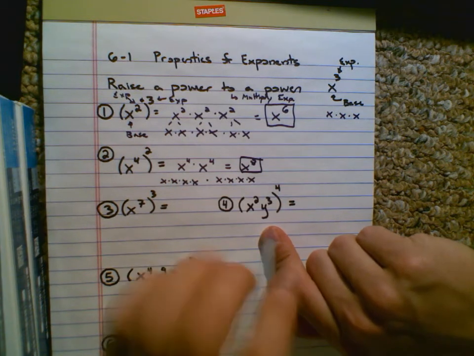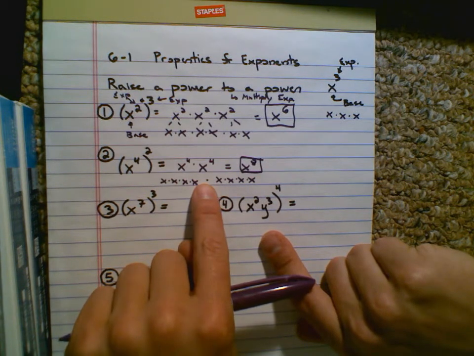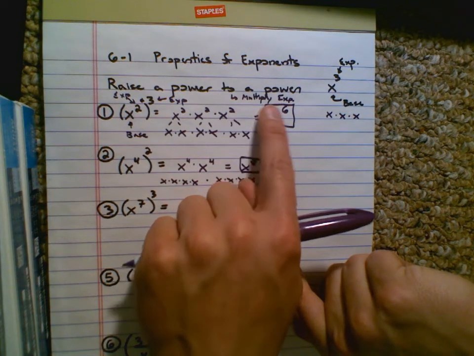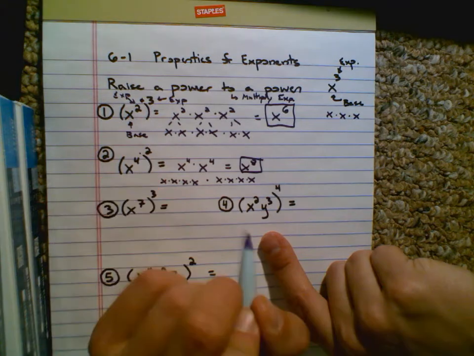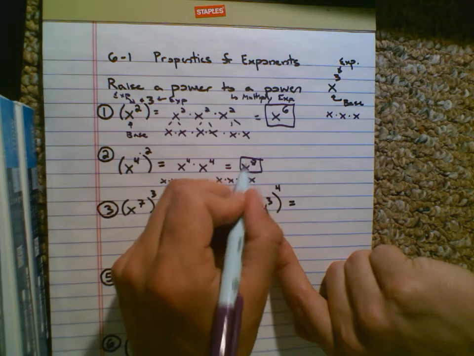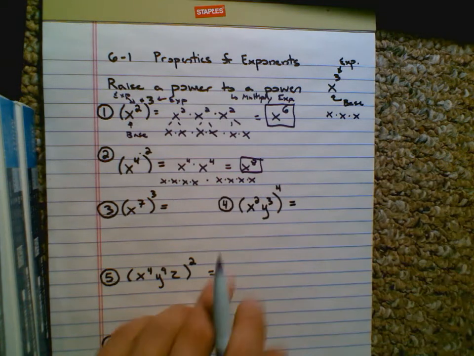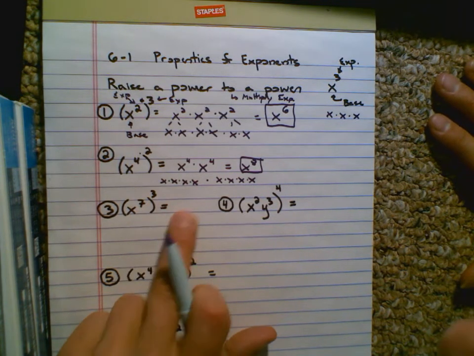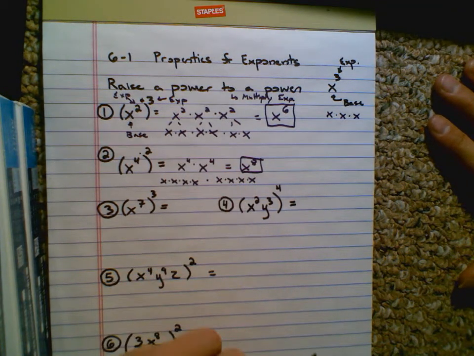Once again, if I don't want to do this work in the middle, I can skip it by knowing my rule that when I raise a power to a power, I multiply the exponents. If I take 4 and multiply by 2, I get x to the 8th. So this shortcut is going to save us this work. This is important because as numbers start getting bigger, we don't want to write out all this expansion form. We want to be able to use our rule to get the answer quicker.